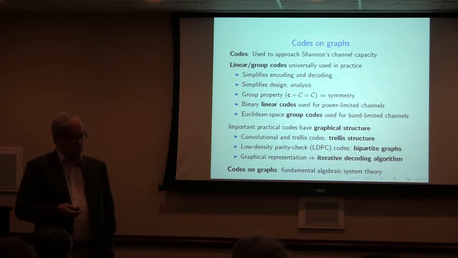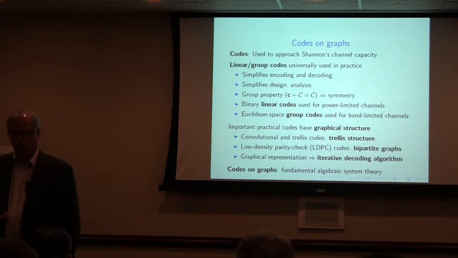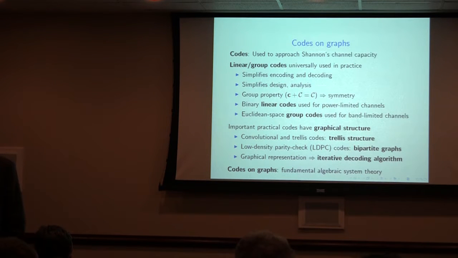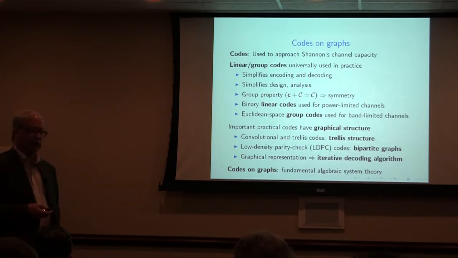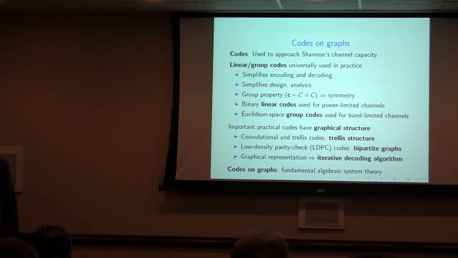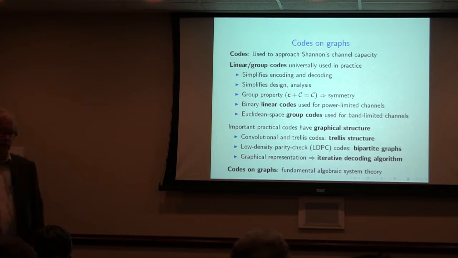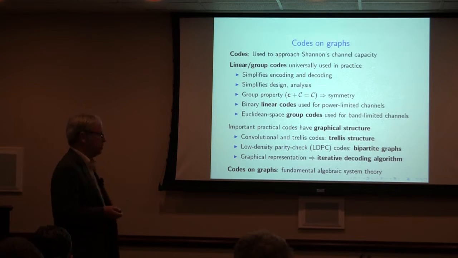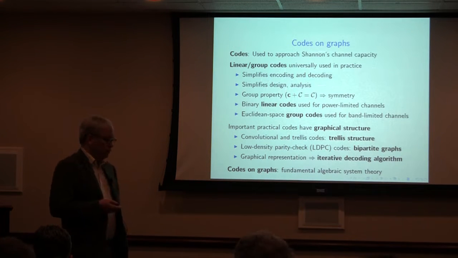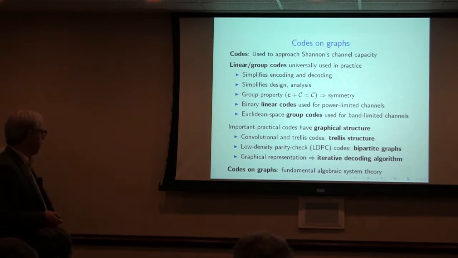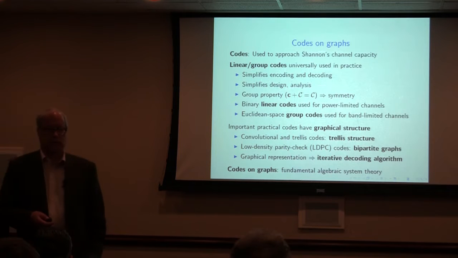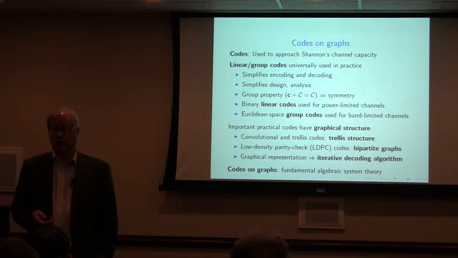And one of the things I have in mind here is that whenever we have a graphical structure, it leads directly to a decoding algorithm. It gives us a recipe for a decoding algorithm for that code in terms of standard things like sum product decoding, also known as belief propagation. You just apply it to the graph. And so when you have a graphical representation, it gives you a first step to decoding the code. So what I want to do is develop the fundamental algebraic system theory of linear or group codes defined on a graph.